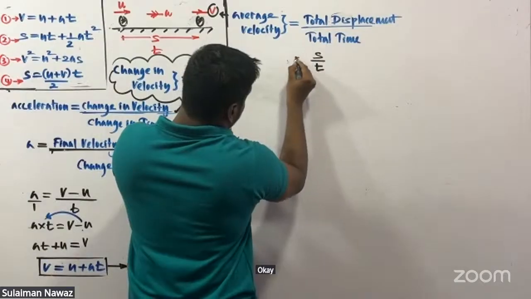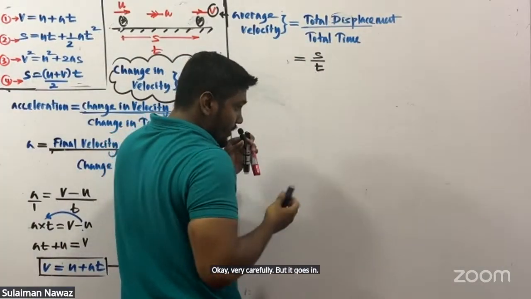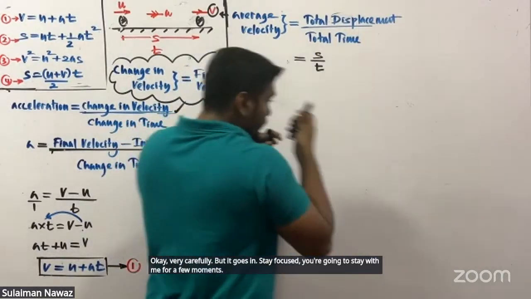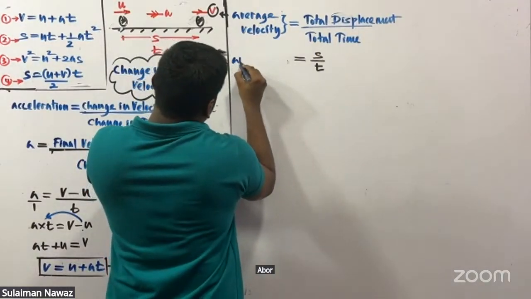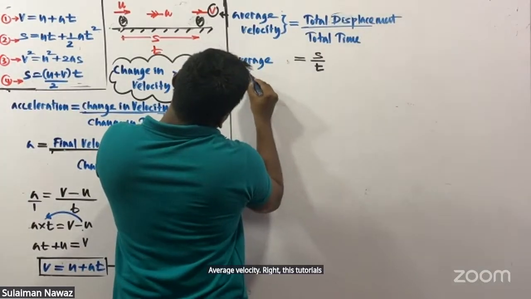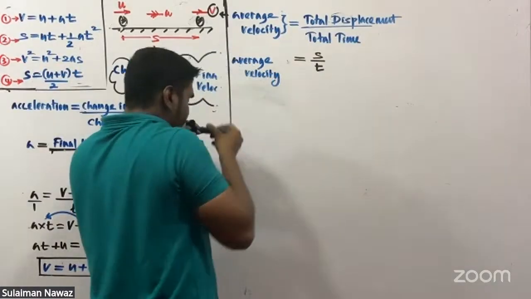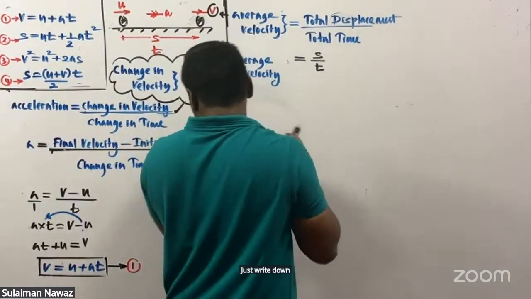Okay, listen very carefully. Stay focused. You are going to stay with me for a few more minutes. Average velocity. Write this down as equation A.